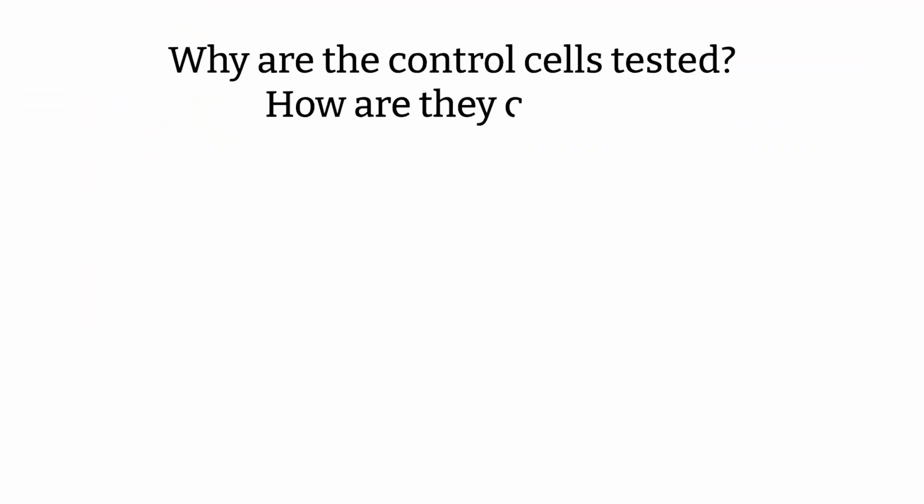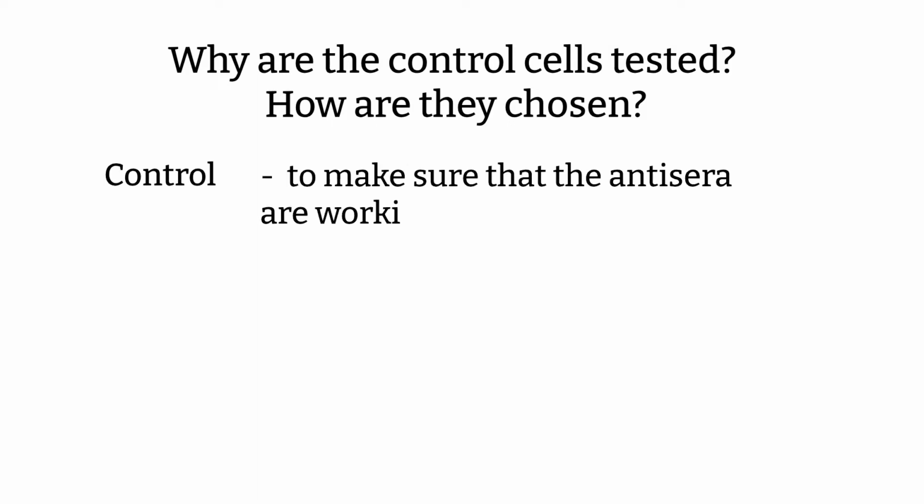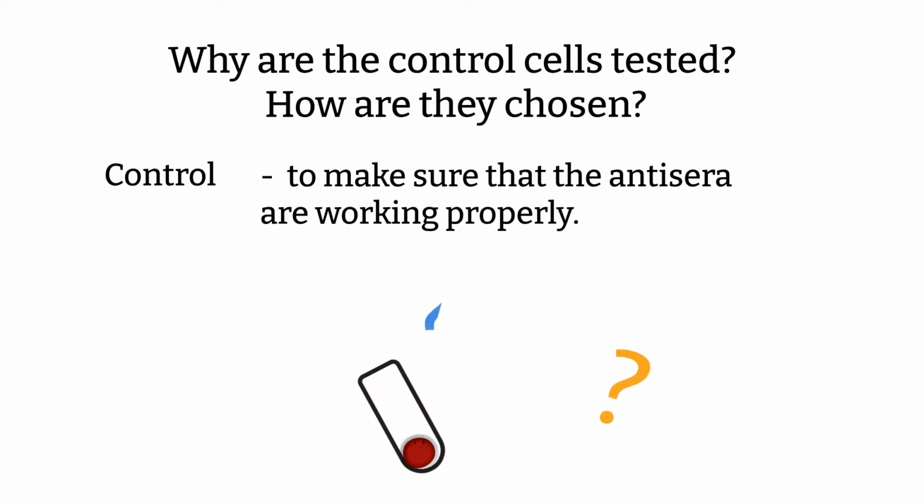How do we properly choose the correct cells for positive controls and negative controls? We perform quality control by making sure that the antisera is working properly. That's why we do the controls. Without a proper control process, we cannot tell whether a negative reaction is from the deterioration of the antisera or from the absence of the antigen.